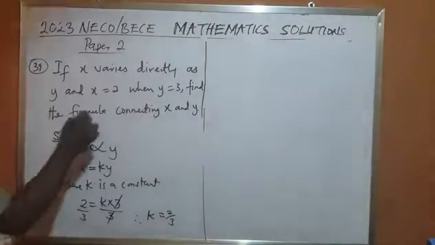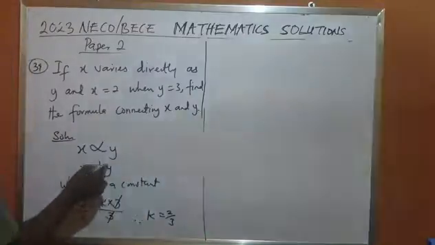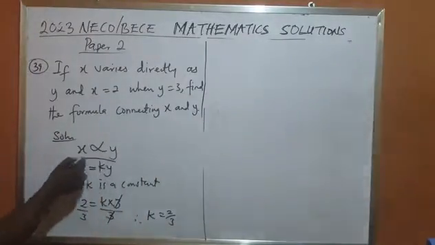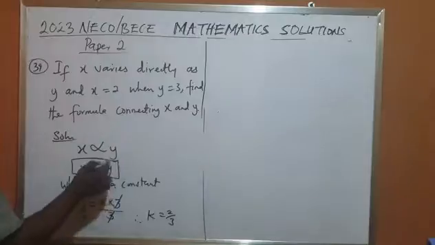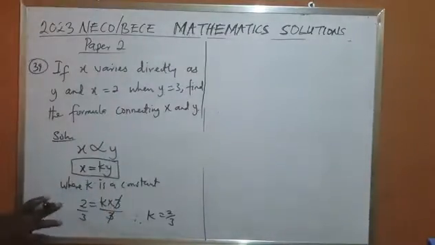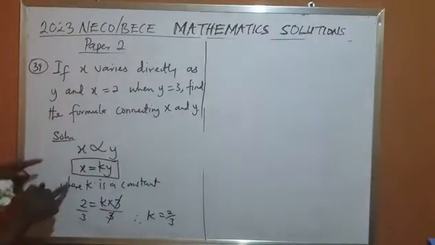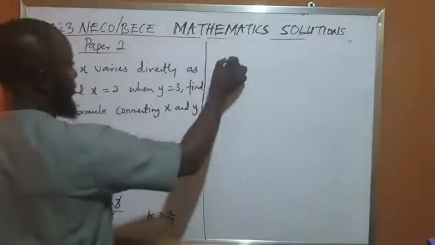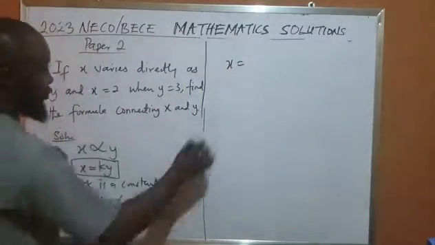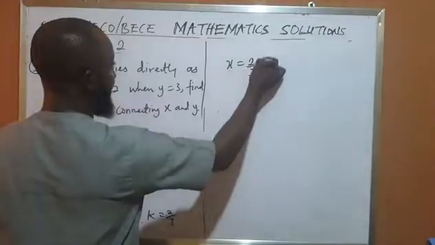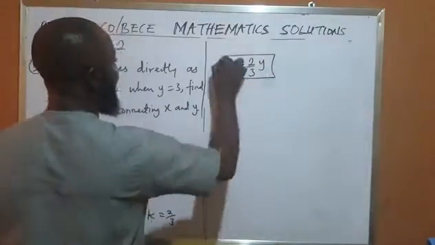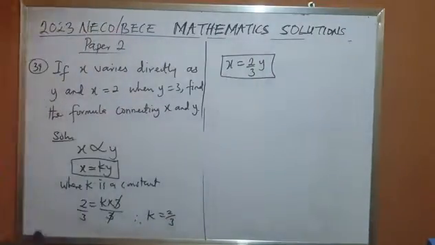But the question asks you to find the formula connecting them. So we are going to replace the value of k with this equation here. That will now give us the formula connecting x and y. So we now conclude that x equals k y, which is 2 over 3 y.